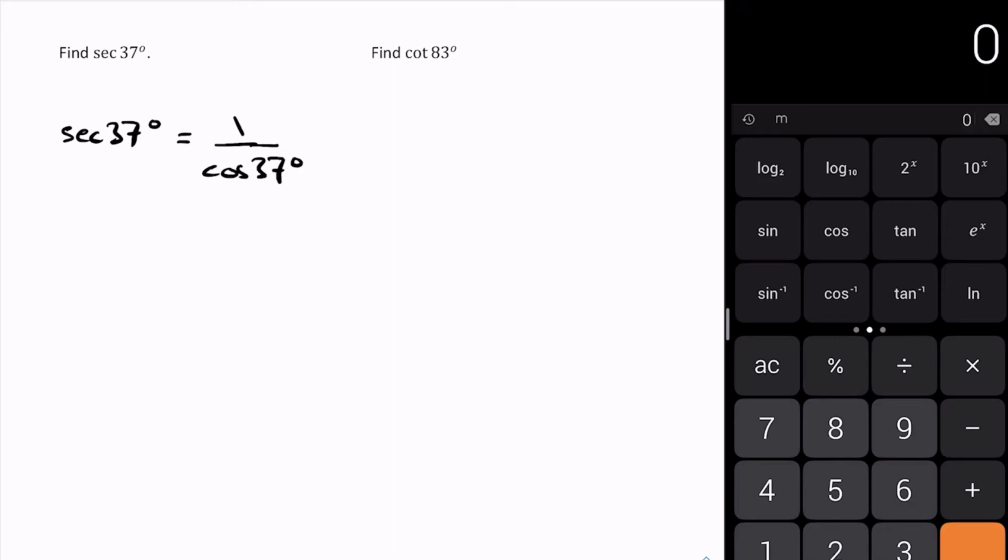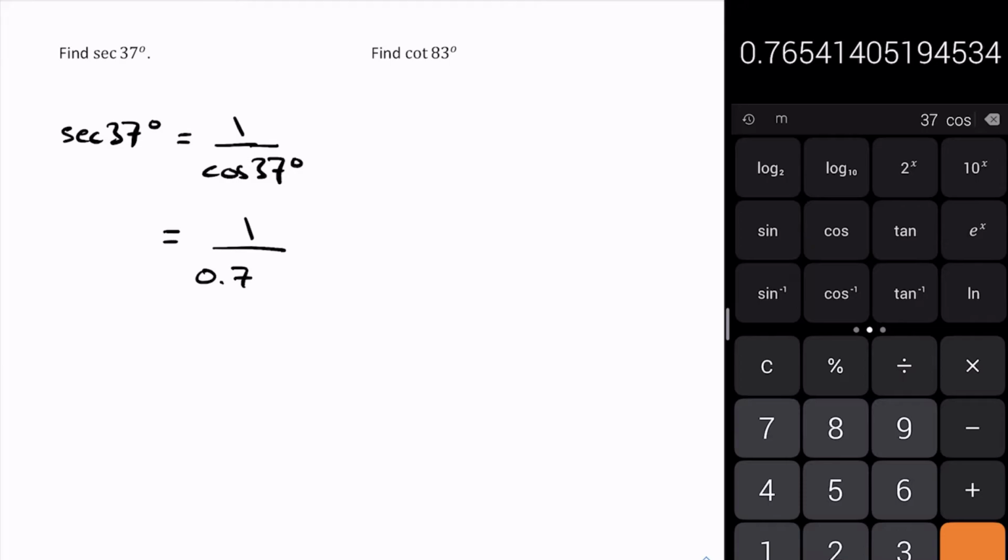So 37 cosine, I'm going to go 37 and then press my cos button. And that gives me some big long decimal. So I'm going to write 1 over 0.76541, and I'm going to stop there. I don't have to be that specific.